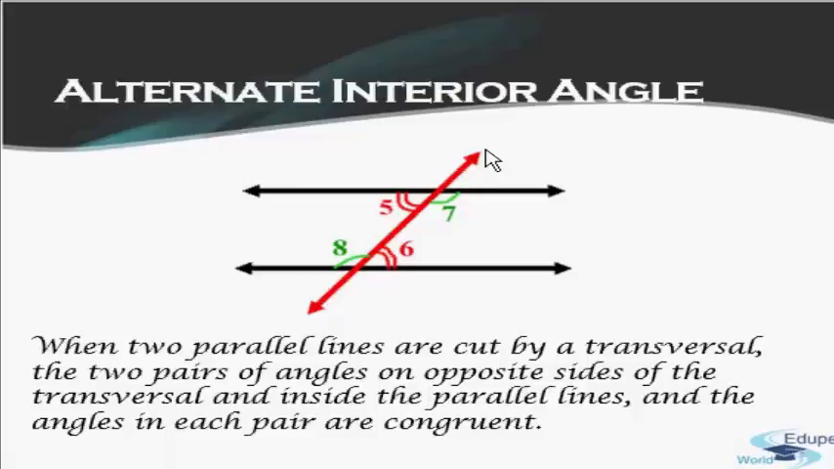So the scenario is that you have 2 parallel lines, and another line cuts them. The angles which are interior, that is on the inside, and which are alternate to each other, that is on opposite sides of this line, like 5 and 6 over here, and 8 and 7 over here, are equal. So 5 and 6 will be equal, and 7 and 8 will be equal.